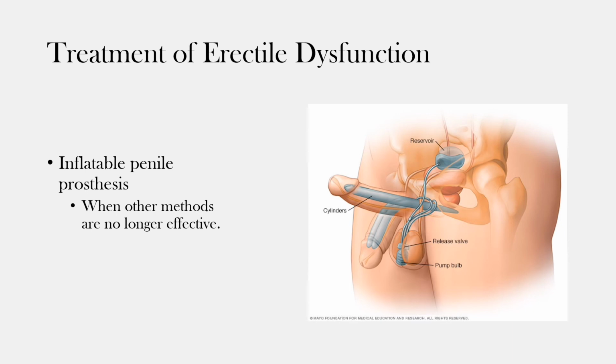And what happens is when a man wants to have sexual intercourse or have an erection, he'll press the pump or pump up the bulb, and the reservoir of saline will fill into those cylinders and erect the penis. Then when he's finished, he will release the valve and the saline goes back into the reservoir. Now this is again effective, but this is when other methods are no longer working.